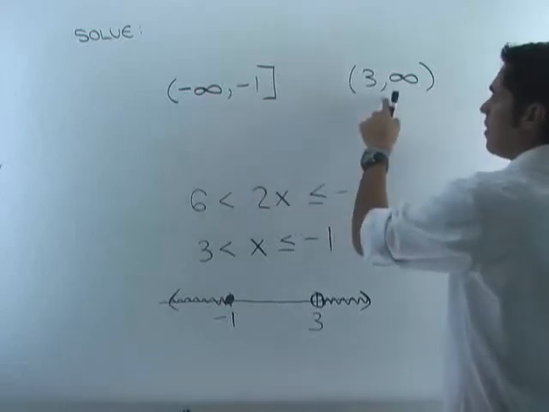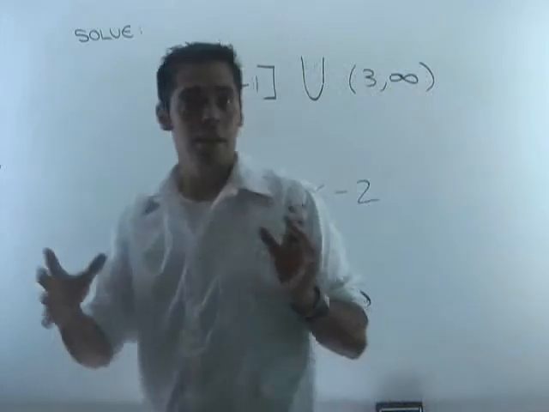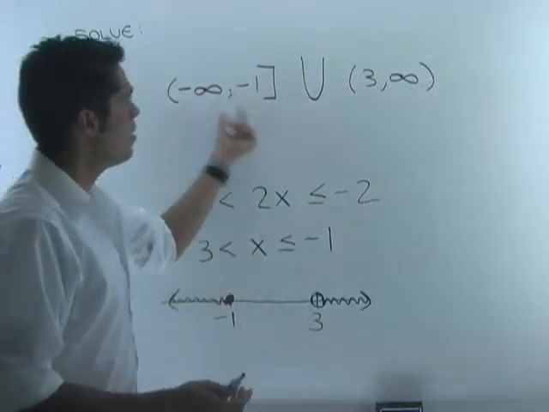So it's this set and this set. What we normally do is we put a big U between them, which means the union. And that means all of the solutions come either from here or from here.